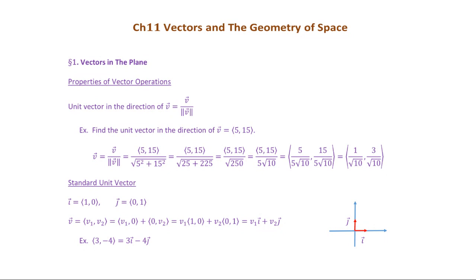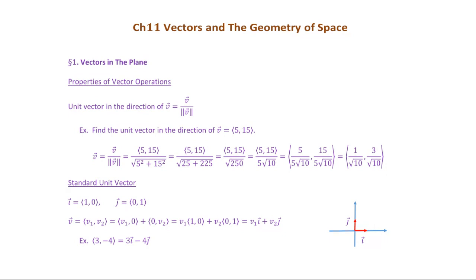So 5 over 5 square root 10, 15 over 5 square root 10, you can obviously cancel 5. You get 1 over square root 10 and 3 over square root 10. And that's the unit vector in the direction of V. It is okay to write it in that form. You don't have to rationalize those numbers. You can keep the radicals in the denominator, in other words.